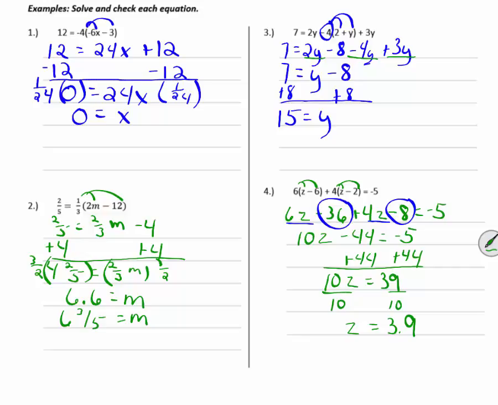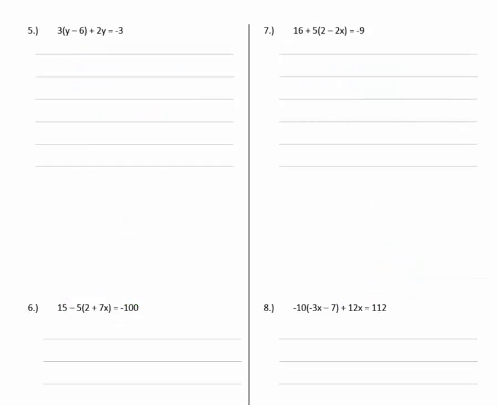So again, it is much more common now in algebra to get these weird looking kind of answers: 3.9, 6 3/5, 0. It's going to happen and that's okay. You're not doing things wrong, and as long as you check your answer, you're going to know that you're not doing anything wrong. All right, let's just do one more together and then I'll let you try some on your own.